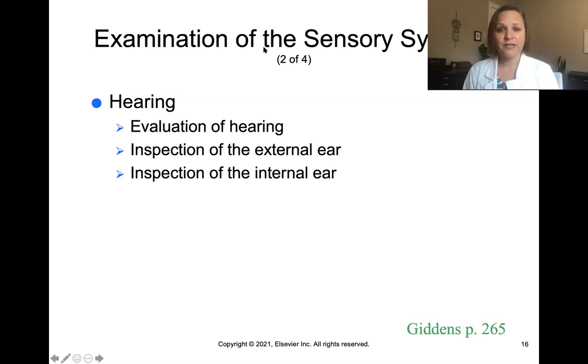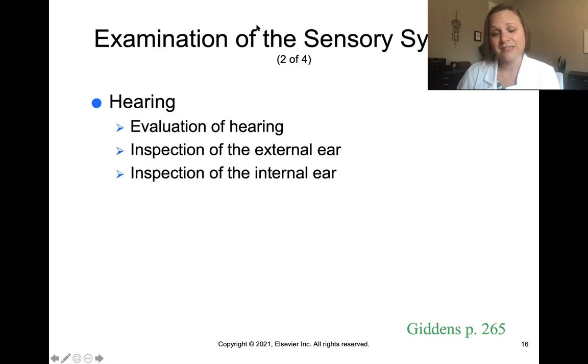Now for hearing, we can do hearing tests, and all newborns get a hearing test before they leave the hospital to make sure there's nothing that we can recognize from birth. And certainly you can get a hearing test at your doctor's office as well. We can also inspect both the external ear and the inner ear using an otoscope. And sometimes hearing perception or hearing deficits are just caused by a whole lot of wax buildup. That happens more often than you'd know.